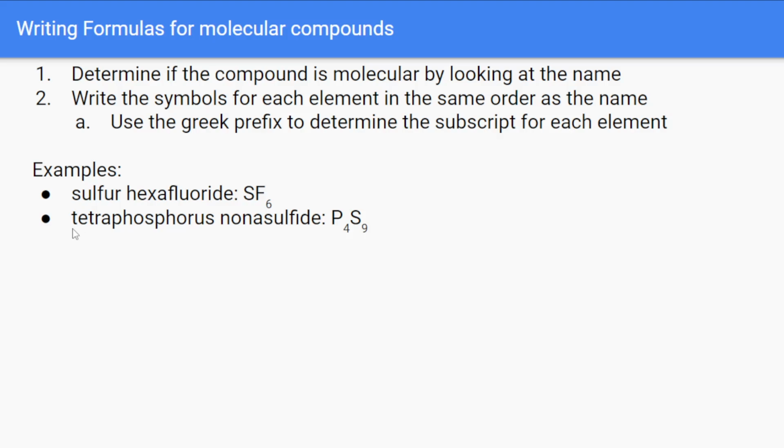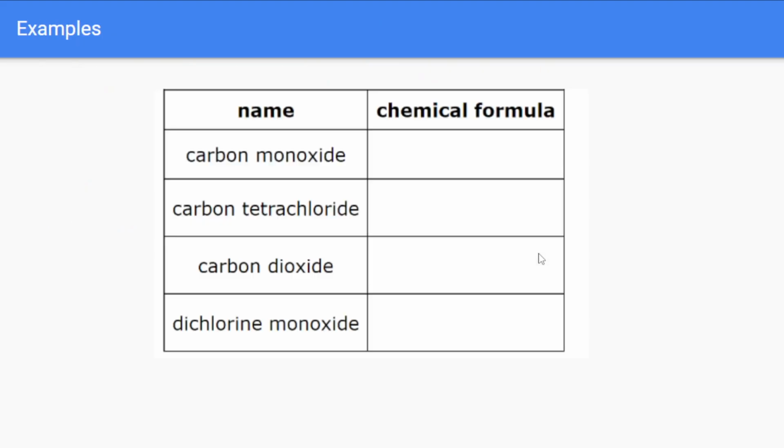In the next example, tetraphosphorus nonasulfide. Tetra, phosphorus, 4 phosphorus, and then nona is 9, so 9 sulfur. Tetraphosphorus nonasulfide, P4S9. Carbon monoxide, that's carbon, and then one oxygen, mono is 1. Remember, carbon doesn't get the prefix because it's the first element and there's only one.